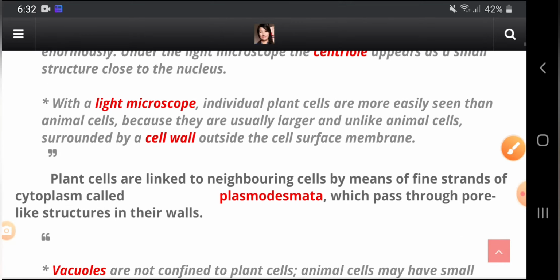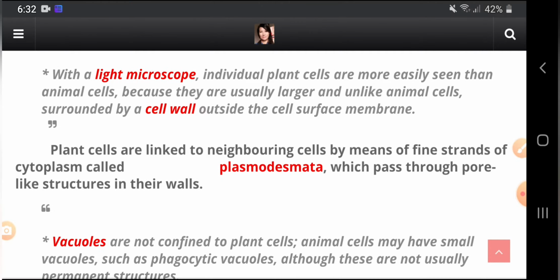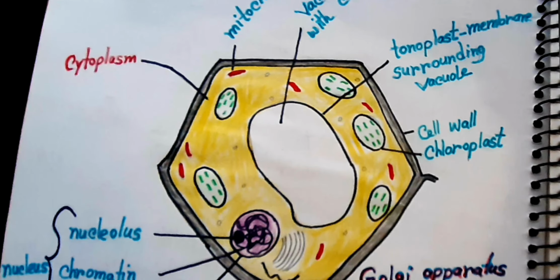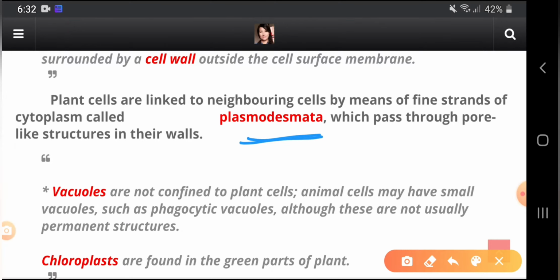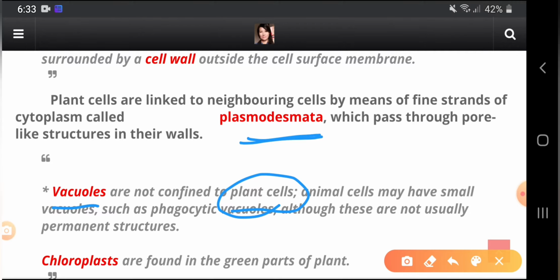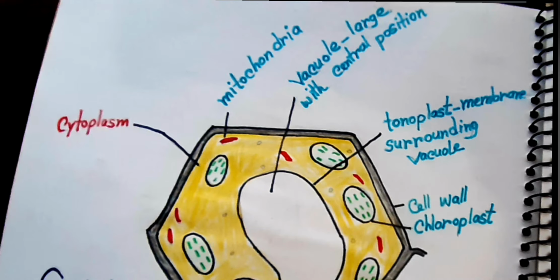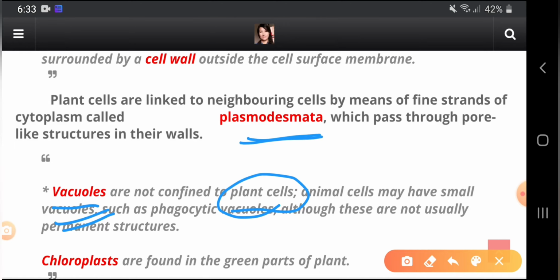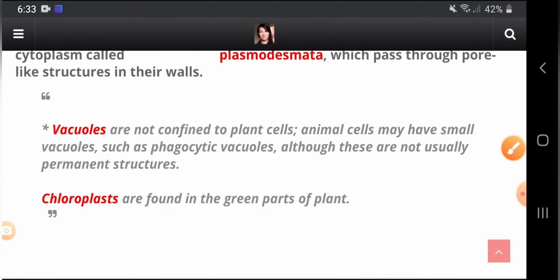So this is a plant cell. Plant cells are linked to neighboring cells by fine strands of cytoplasm called plasmodesmata, which pass through pore-like structures in their walls. Another thing we can see is the vacuole. Vacuoles are not confined to plant cells; animal cells may have small vacuoles, such as phagocytic vacuoles, although these are not usually permanent structures.